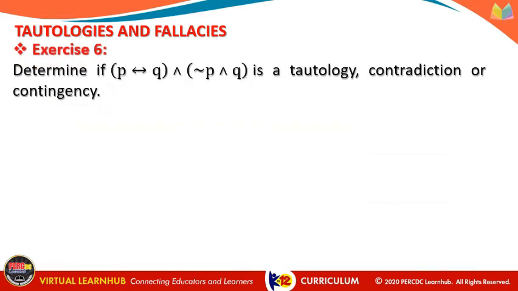Let's go to exercise number 6. Determine if the given proposition is a tautology, contradiction, or contingency. The dominant connective here is the one for conjunction. Thus, let us first get the truth value of the proposition to the left, which is a biconditional proposition. And let us get the truth value of the proposition to the right. This one is a conjunction of not P and Q. And lastly, we will be performing this proposition.